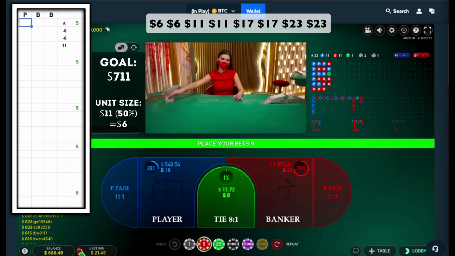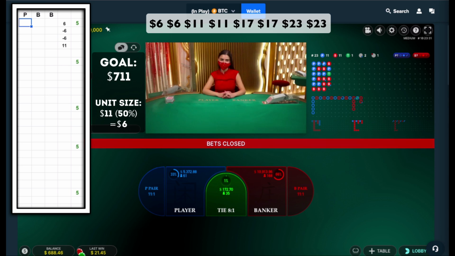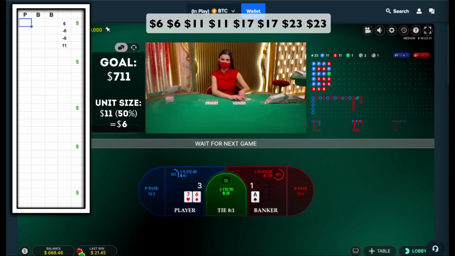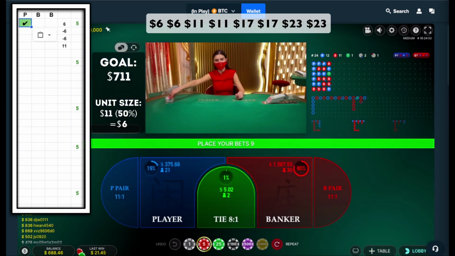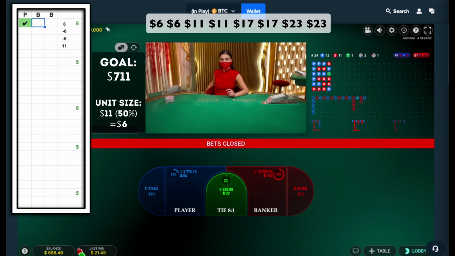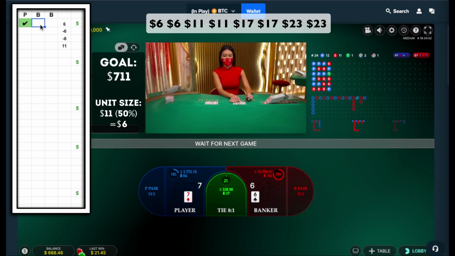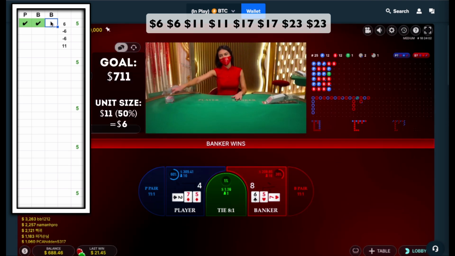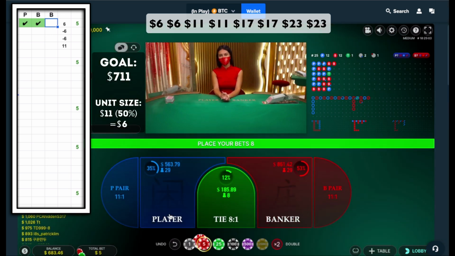New pattern: player, banker, banker. Let's take a couple of free hands and start betting. Player wins, check mark. So we'll be betting for the X right after this. Okay, here we go, guys. I'm going to put 6 on player since I'm looking for the X here.